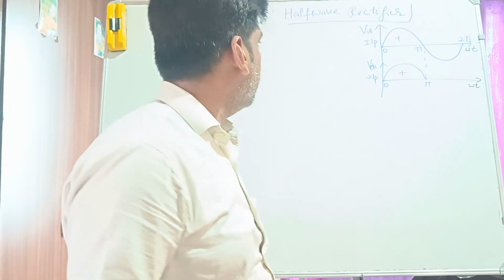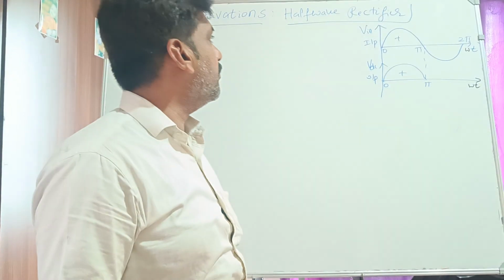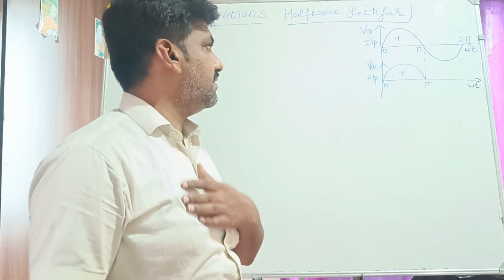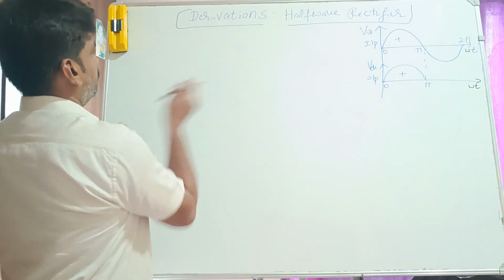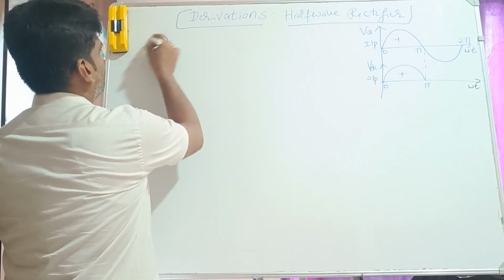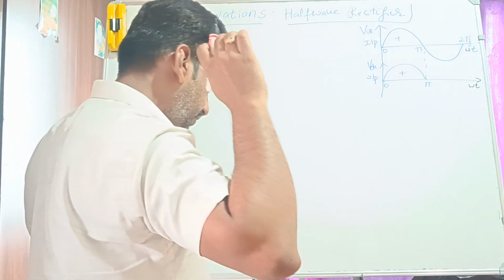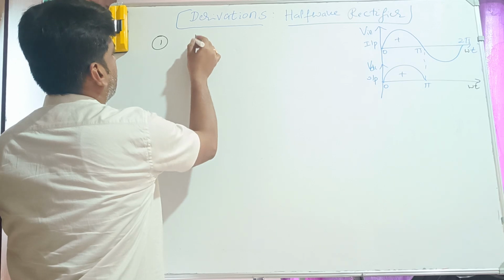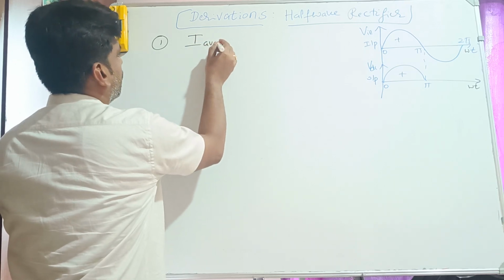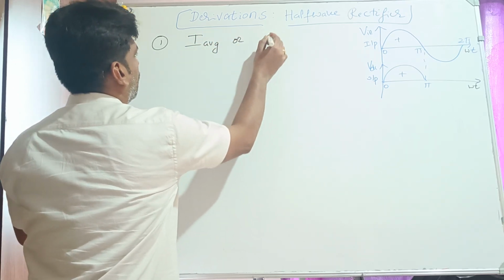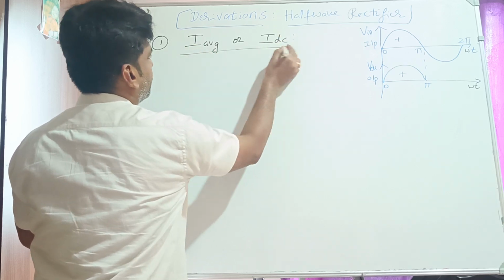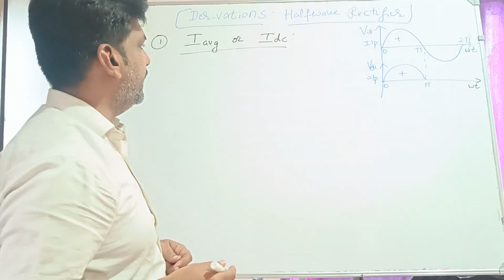So in this video we are going to see the derivations of the half-wave rectifier. What are the points to be discussed here? The first one, the derivation, we will call it the average or DC load current. That is, we will write this as average or DC load current. So this is represented by I average or IDC.